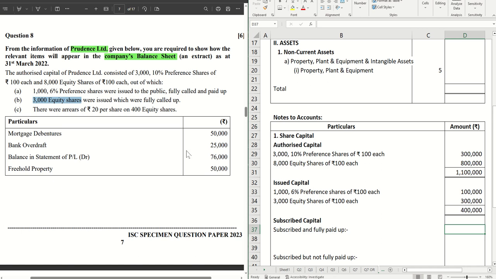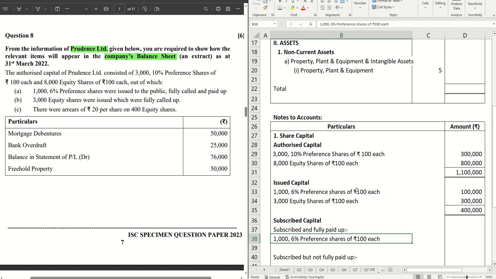Next that we have is our subscribed capital. So out of this, if you see here, the preference shares were fully called and fully paid up as well. That means these were fully subscribed, right? So this same thing becomes our subscribed and fully paid up. Under that, we mention this, and the 1 lakh comes here.